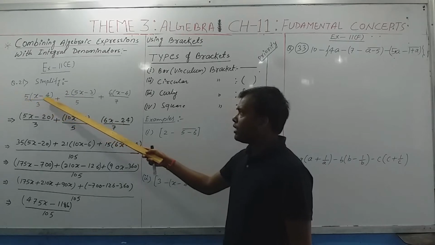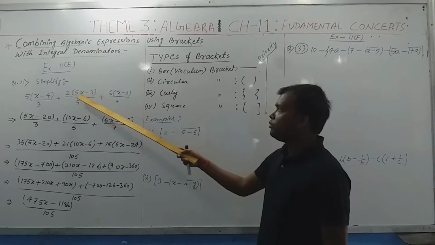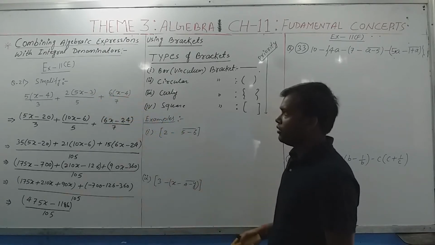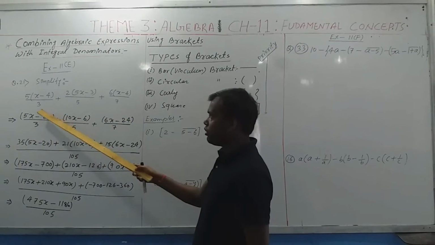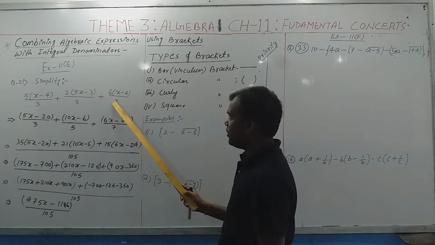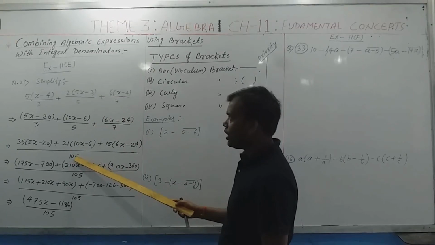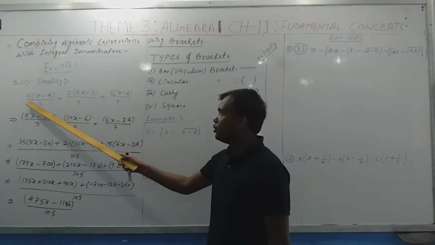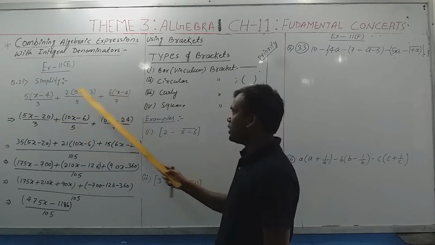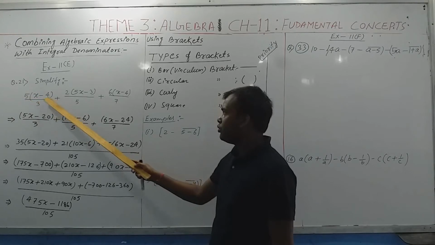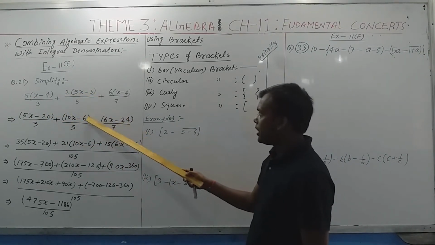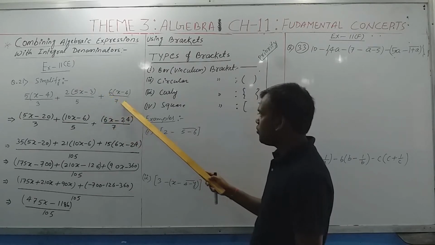Simplify 5 times (x minus 4) divided by 3, plus 2 times (5x minus 3) divided by 5, plus 6 times (x minus 4) divided by 7. First you take the LCM of 3, 5 and 7, which is 105. Before taking the LCM, you can multiply 5 with the first bracket, 2 with the second and 6 with the third. That gives 5x minus 20, 10x minus 6, and 6x minus 24.